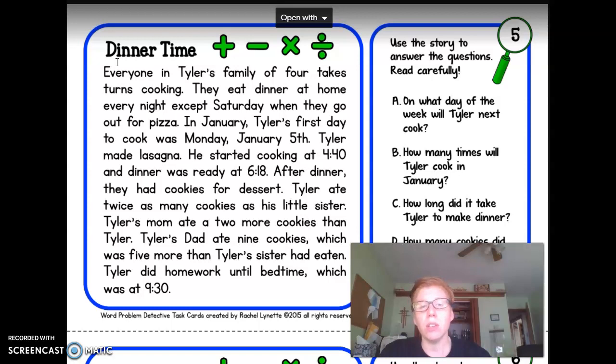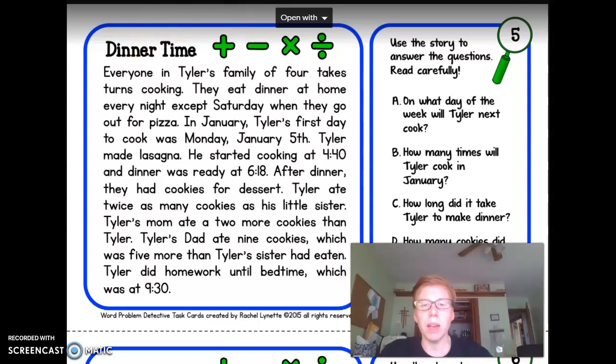After dinner, they had cookies for dessert. Tyler ate twice as many cookies as his little sister. Tyler's mom ate 2 more cookies than Tyler. Tyler's dad ate 9 cookies, which was 5 more than Tyler's sister had eaten. Tyler did homework until bedtime, which was at 9:30. That's a lot of information.